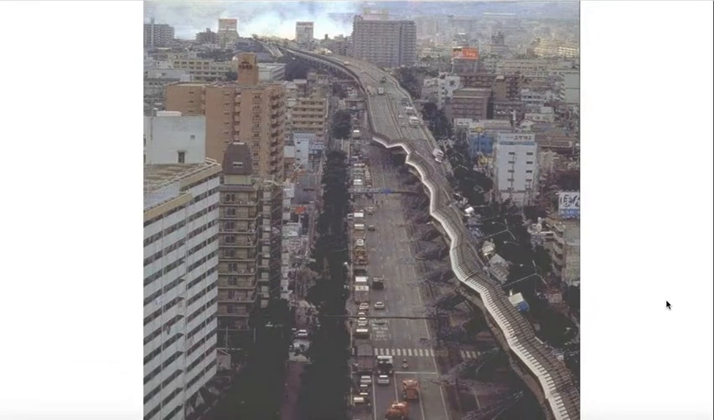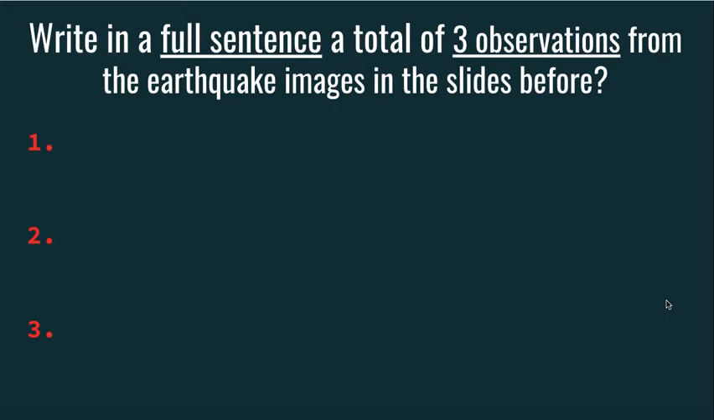Looking at these 3 pictures, they are part of your notes. Look through them, and the next section I want you to do is to write in a full sentence. So 1 sentence here, a 2nd sentence there, and a 3rd sentence. 3 observations from the previous 3 slides, the earthquake images in the slides before. So go back, pause this recording right now, and go back and look at those 3 different earthquakes. There's one that has the before and the after, the Italy one, the one that happened in Alaska, and the one that happened in Chile. And write 3 different observations in your PDF.